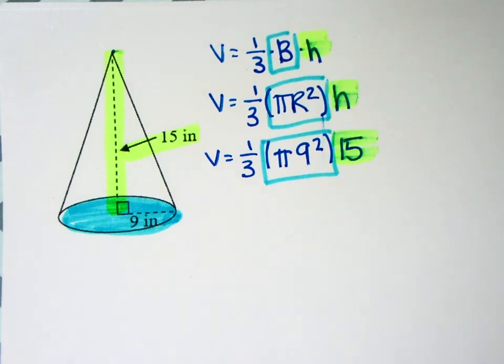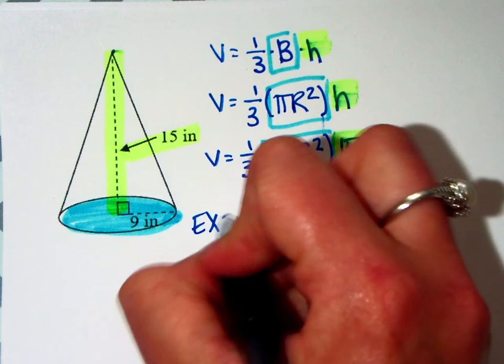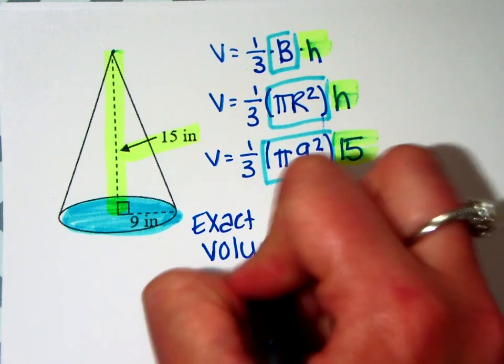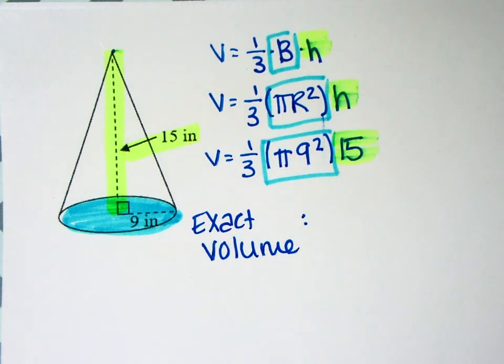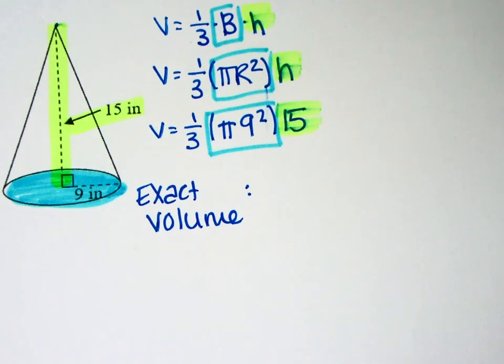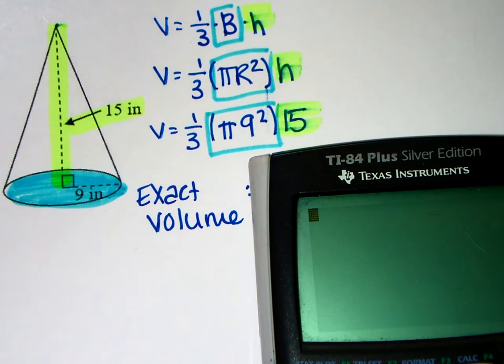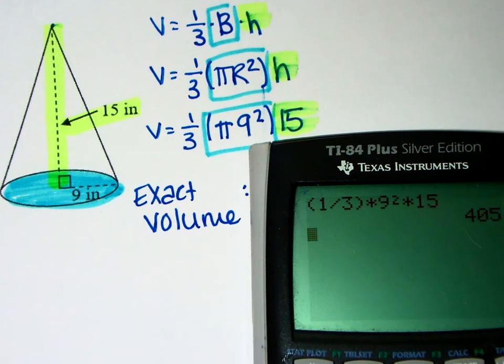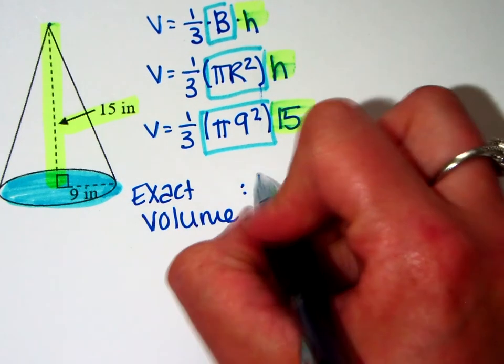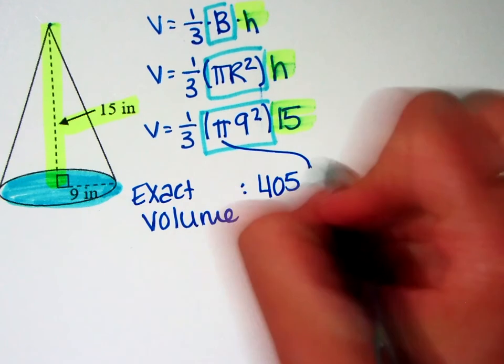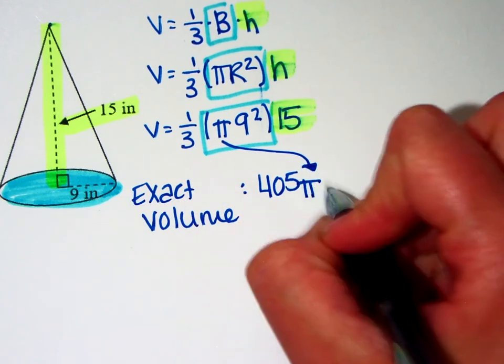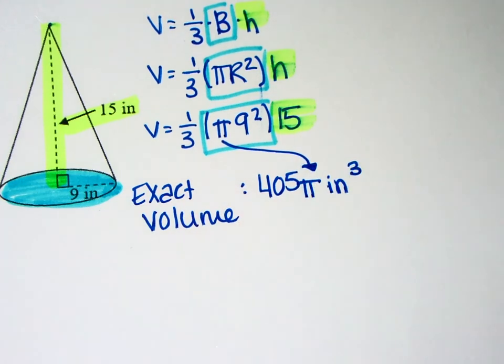On this kind of problem, we're going to do exact volume first, to talk about what exact volume is. Remember, exact volume is where pi is in our answer. We are not going to press the pi button for this first piece. So I'm going to cover up pi, and I have 1/3 times 9 squared times 15, and I get an answer of 405. I bring that 405 down, and pi is just along for the ride, so I have to include pi, and it's inches cubed.